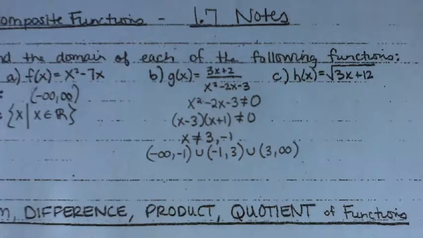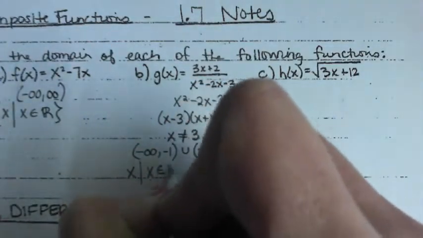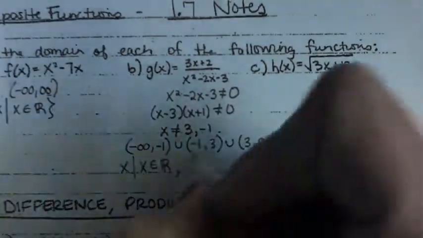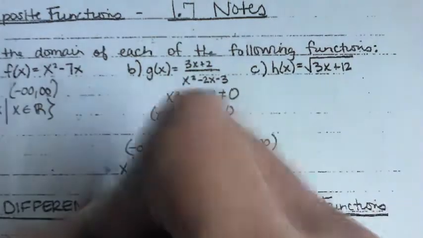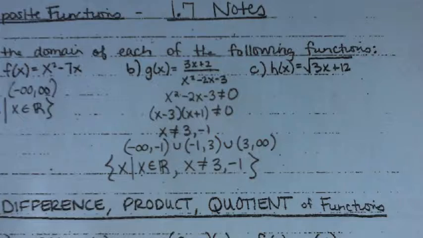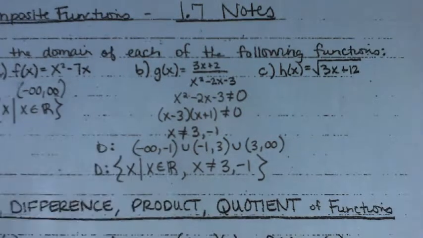We use parentheses around them. Set builder notation would be the set of all x's such that x is an element of the real number system, but then there would be a comma excluding what we could not have. x cannot equal 3 or negative 1. Okay, so again, interval notation, set notation.